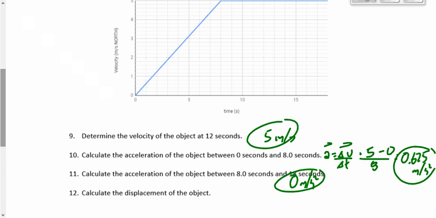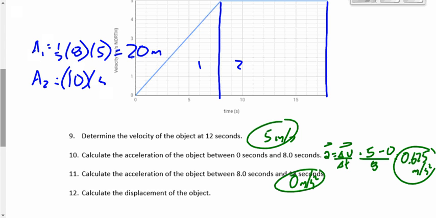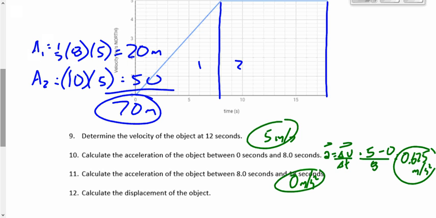And the displacement of the object, number 12, has 2 shapes here. We got a triangle and a rectangle. Area 1 is 1/2 of 8 times a height of 5, which is 20. And area 2 is base times height. We're going from 8 to 18, so the base is 10 times the height of 5, which is 50. Add those up, it gives me 70 meters. How many people got 70 meters there?